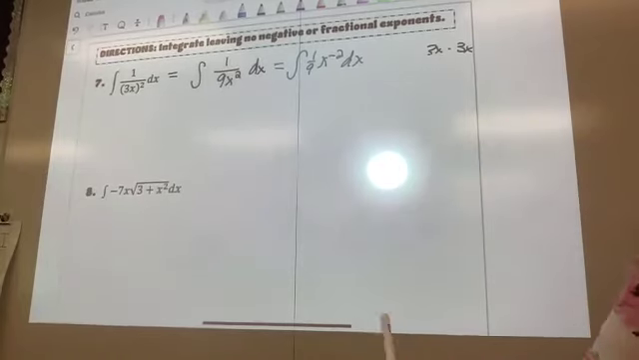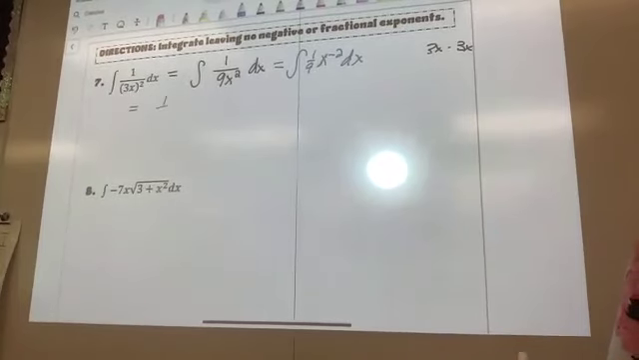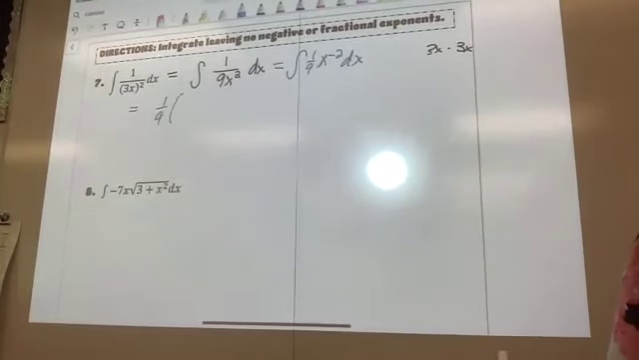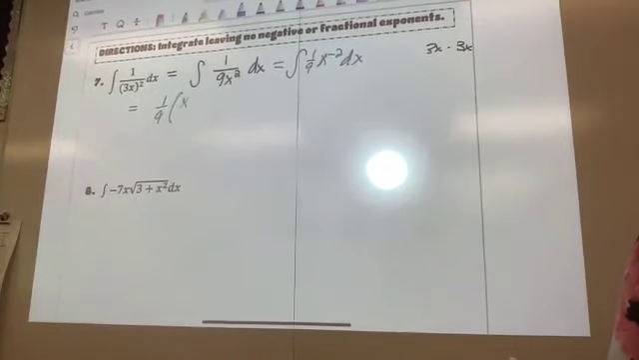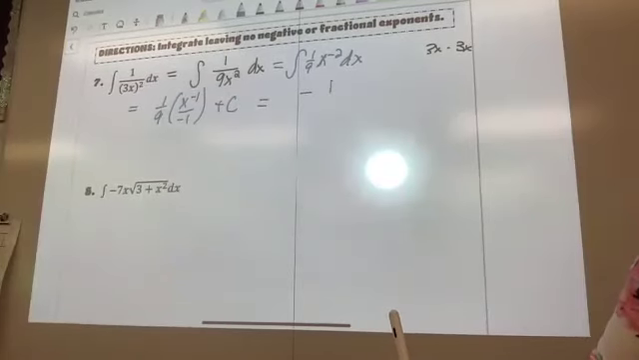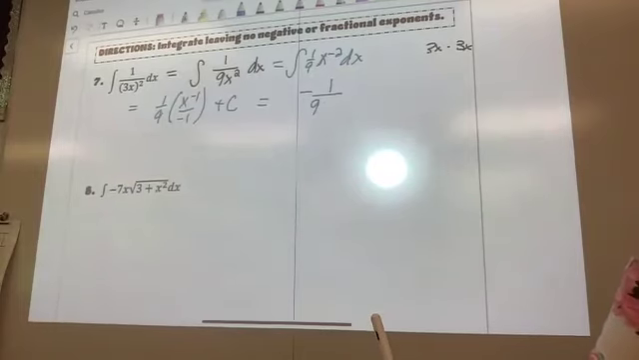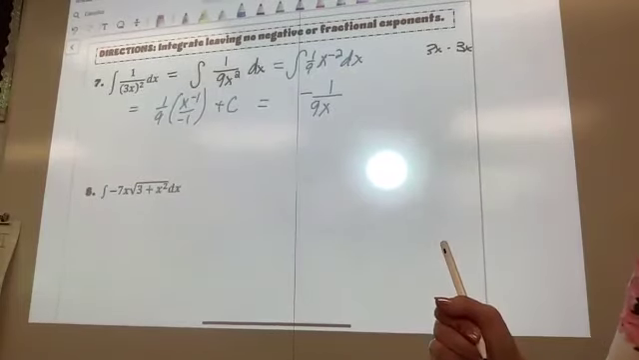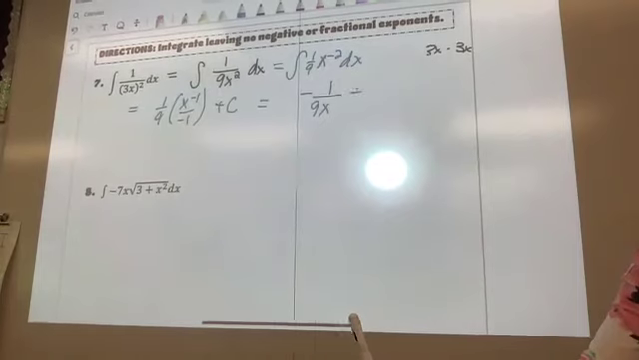All right. So we pull the 1/9 out. Integral of x to the negative 2 is x to the negative 1 over negative 1, which is going to be negative 1 over 9x. Does that make sense? Okay. Plus c.